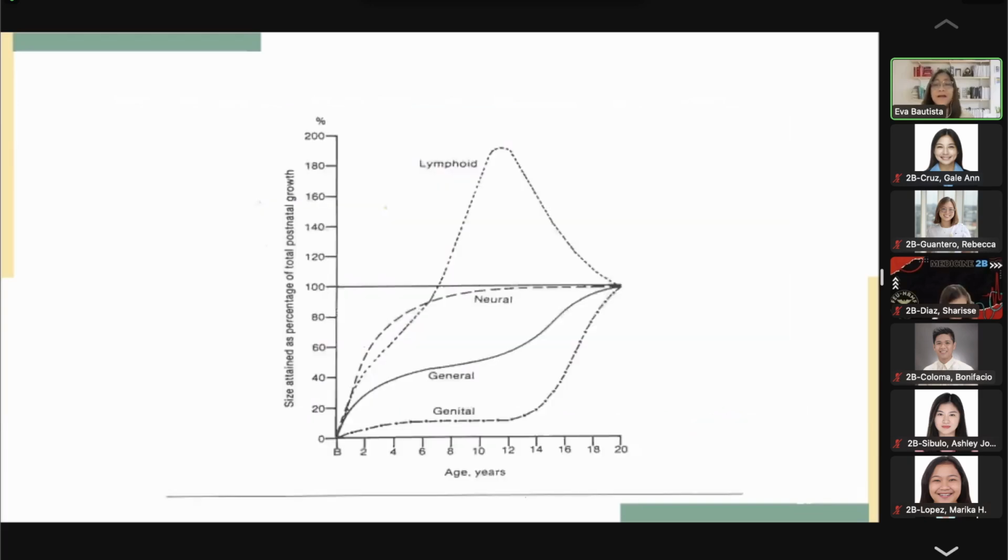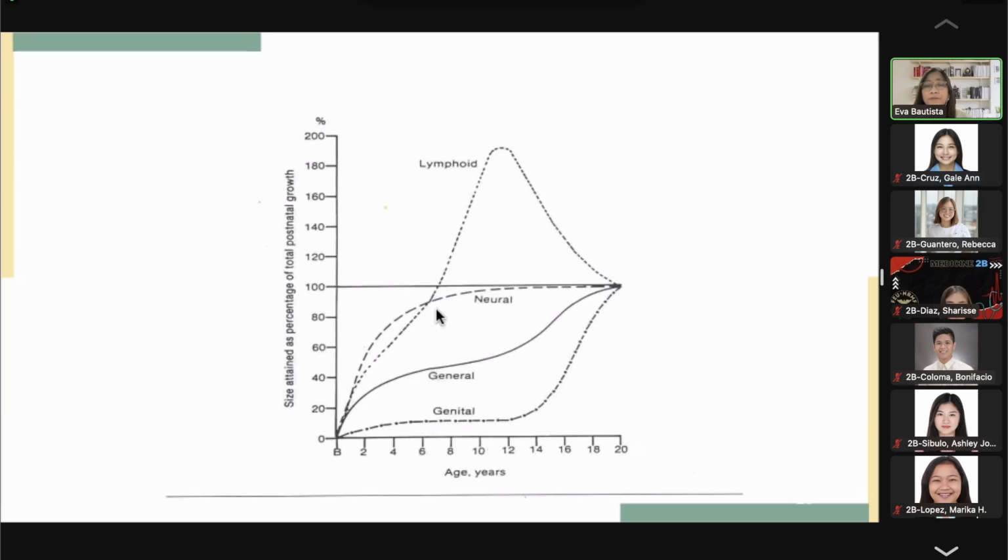So this is the Scammon's growth curve, wherein we see the growth of each structure: the lymphoid, the neural, the genitals. We know that during the first 2 years of life, there is a rapid growth of the CNS, very critical first 2 years of life. There is a rapid growth for the genitals, of course, during the pubertal period.